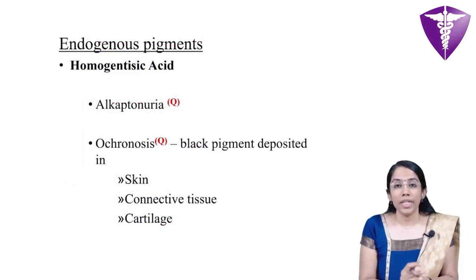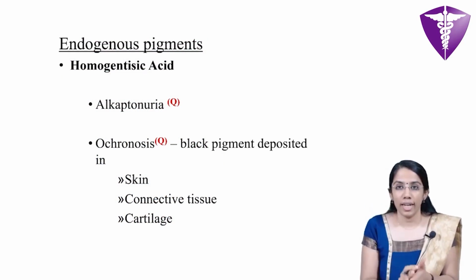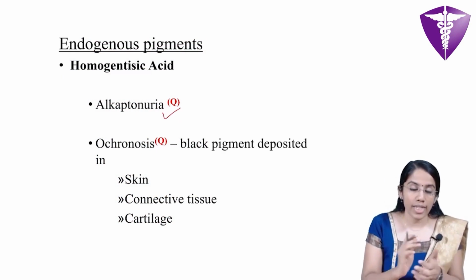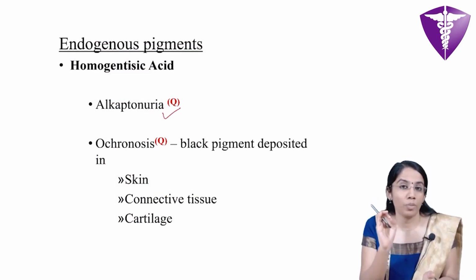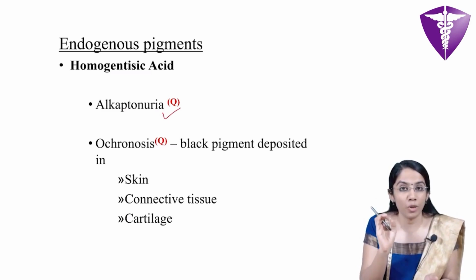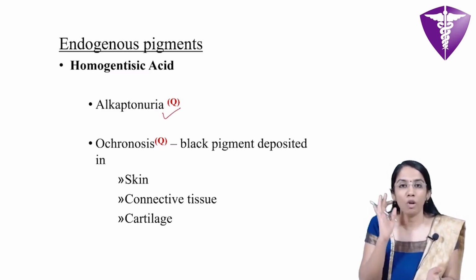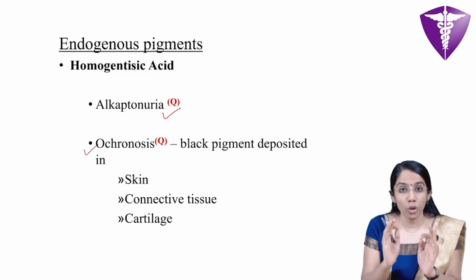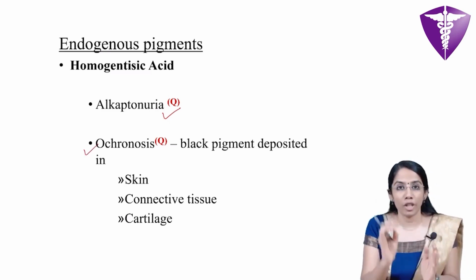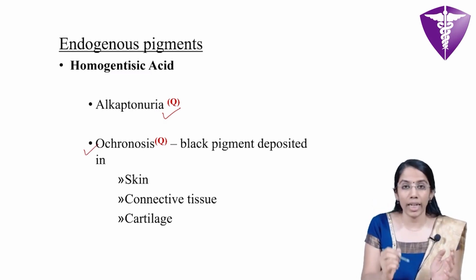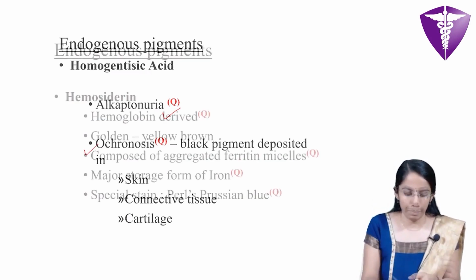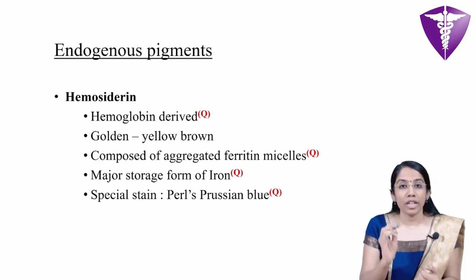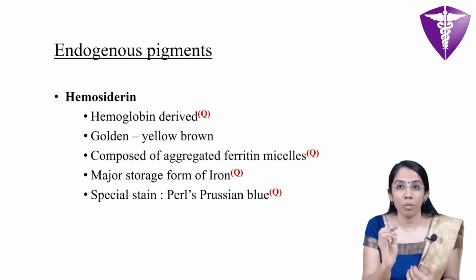Next endogenous pigment is homogentisic acid. This is also a black pigment. Mainly the deposition is seen in case of a rare metabolic disorder called alkaptonuria. In alkaptonuria, ochronosis is the name given to accumulation of this pigment in the skin, connective tissue and the cartilage. Next is hemosiderin. Hemosiderin is actually a pigment derived from hemoglobin.